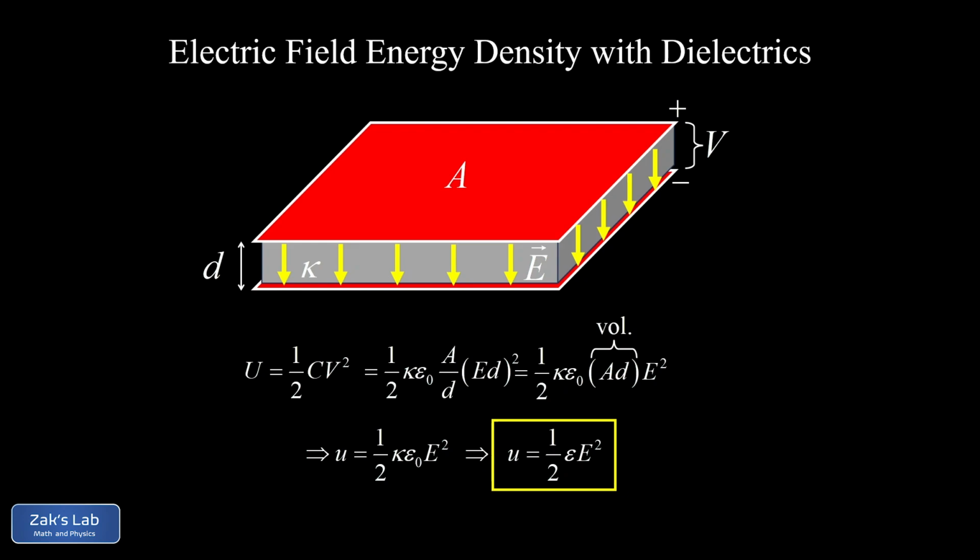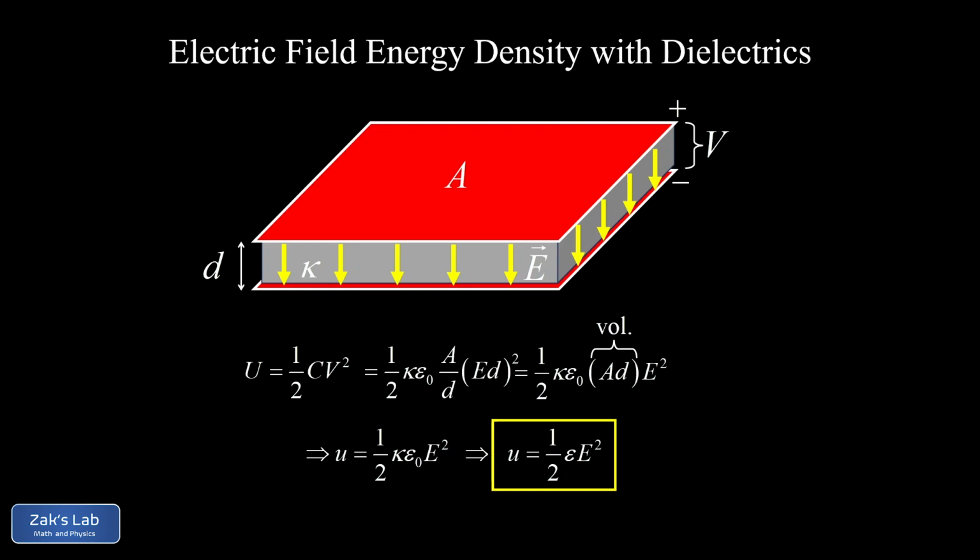And notice that this formula is completely analogous to the formula that we got for the electric field energy density in a vacuum. It's just in a vacuum, we had an epsilon 0 there, in other words, the permittivity of free space. And now in this updated formula, we have an epsilon, the permittivity of the material.